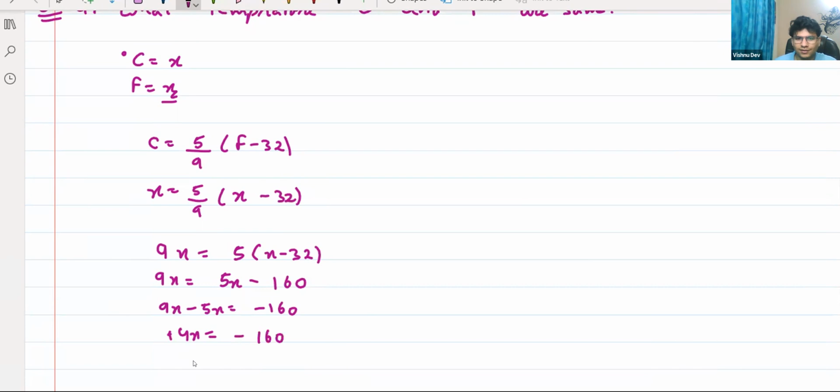Okay, so x is equal to minus 160 by 40, correct? This is equal to what? Minus 40. So this is the answer. Okay, right? It means at minus 40 degrees centigrade, Celsius and Fahrenheit are the same. Did you understand? And give some question.